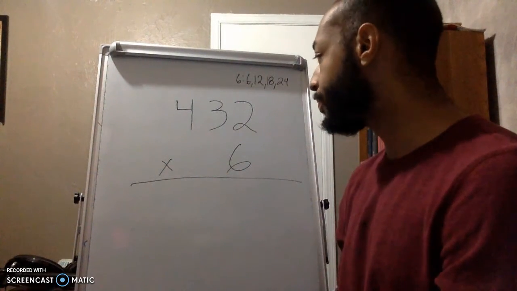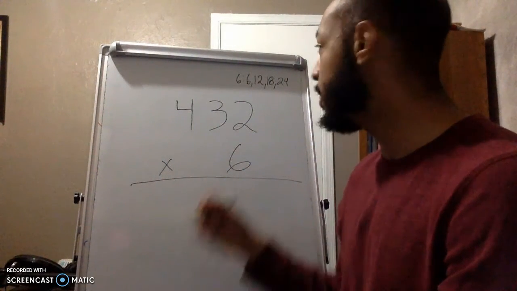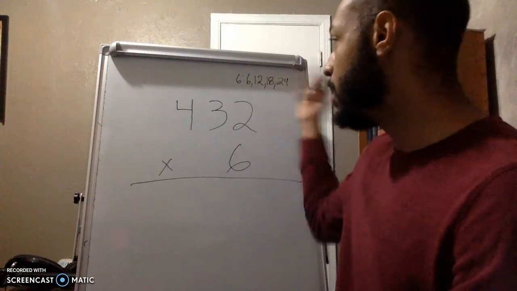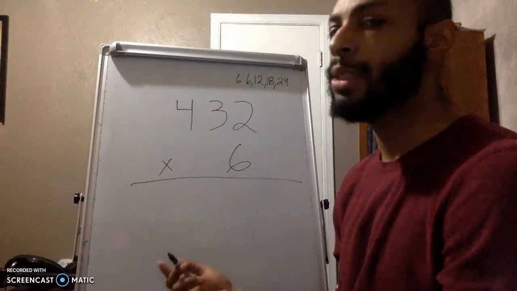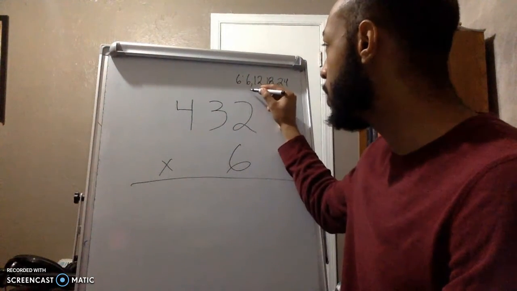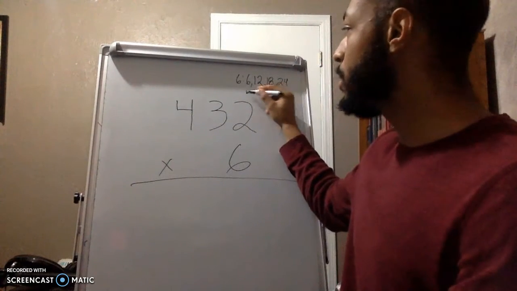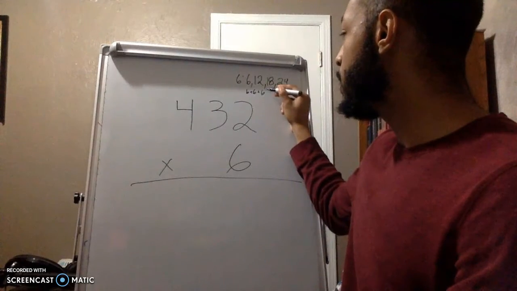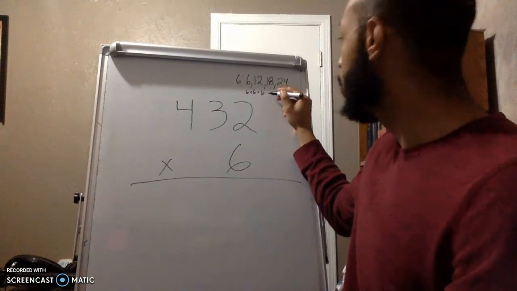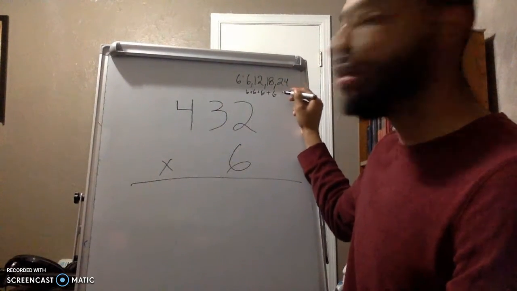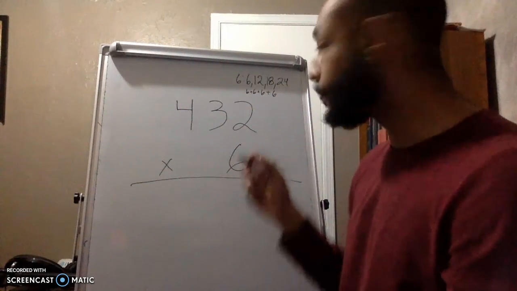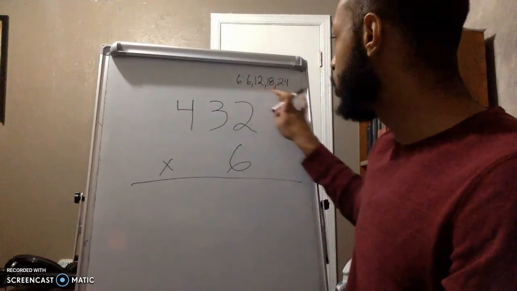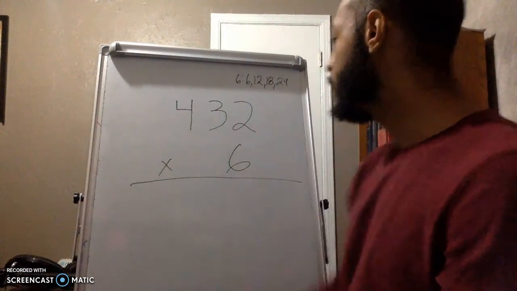So what I mean by that is we can do six, and if we count it one time, we get six. If we count six two times, six plus another six, we get 12. We could do plus another six and get 18. We could do plus another six, and we get 24.